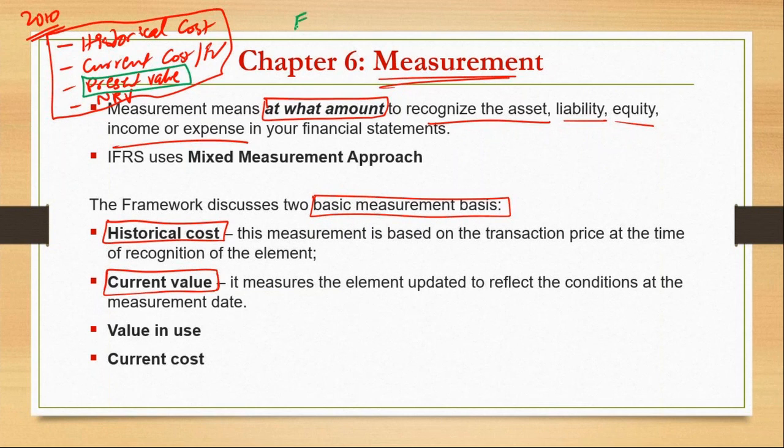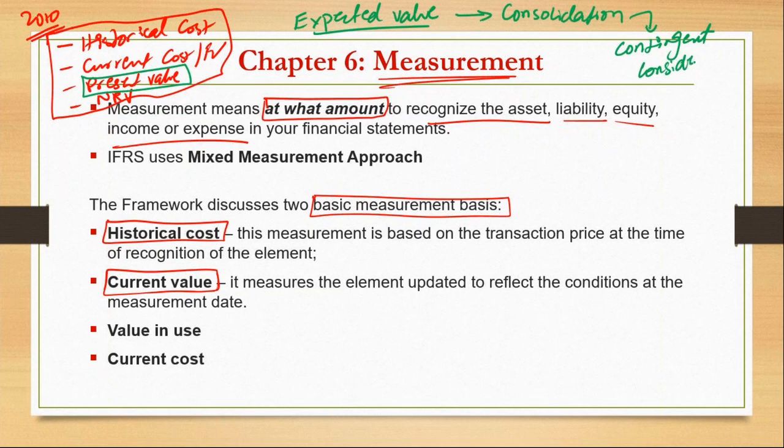Basically, expected value. Expected value is something which was not there in the previous framework, because we take the expected value in case of the consolidation. If you remember, in case of contingent consideration, we record the expected value. Similarly, in case of IFRS 15, we record the expected value. So expected value is something which was not there in case of the old framework. So replacement cost will be covered in the current cost. So every value was there, but not the expected value.